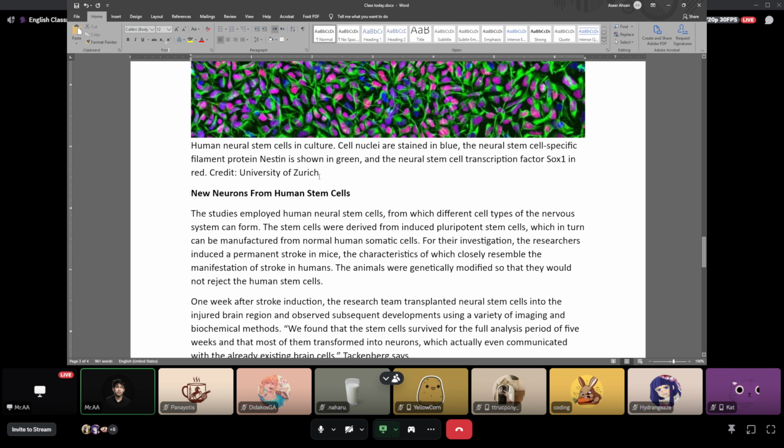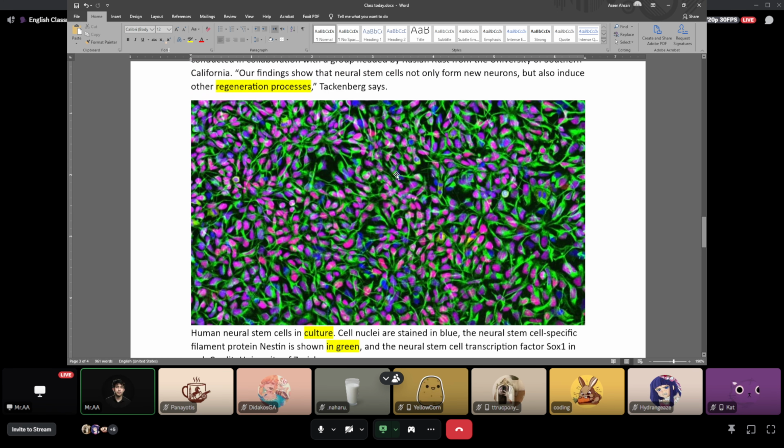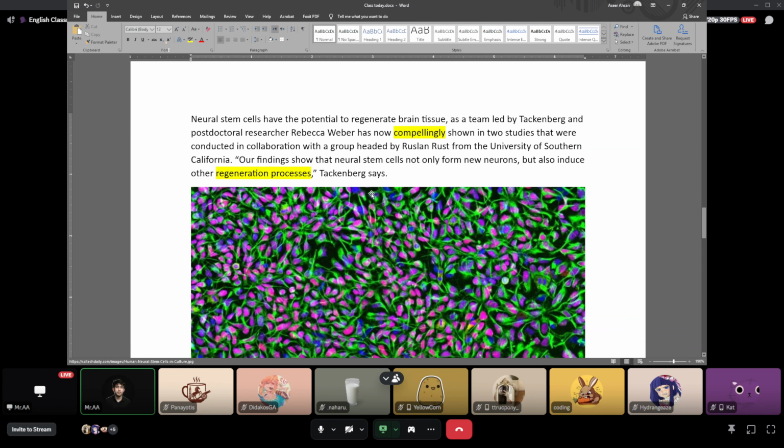Human neural stem cells in culture. Cell nuclei are stained in blue. The neural stem cell specific filament protein nestin is shown in green, and the neural stem cell transcription factor SOX1 in red. Excellent reading. Thank you so much.